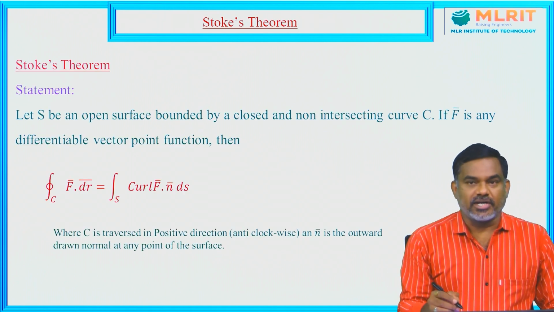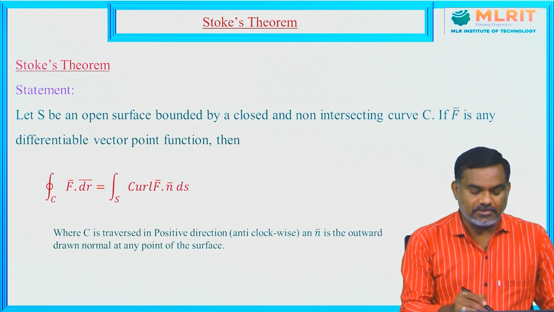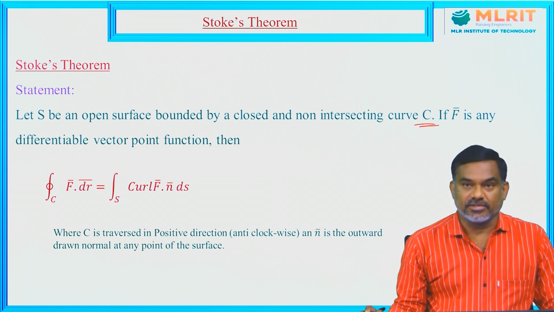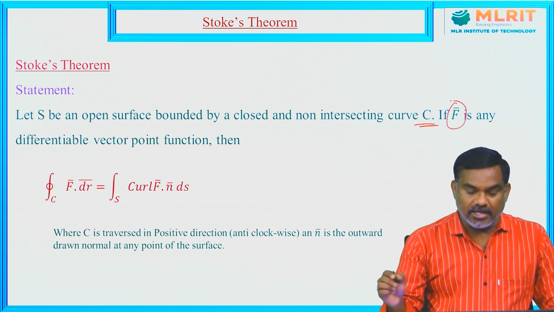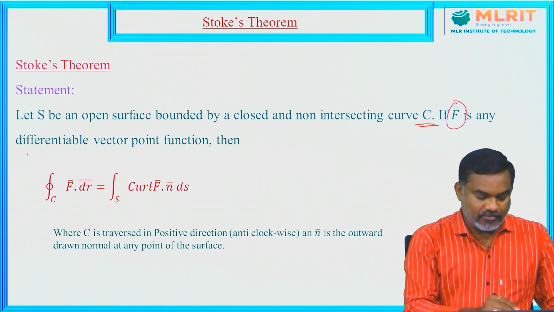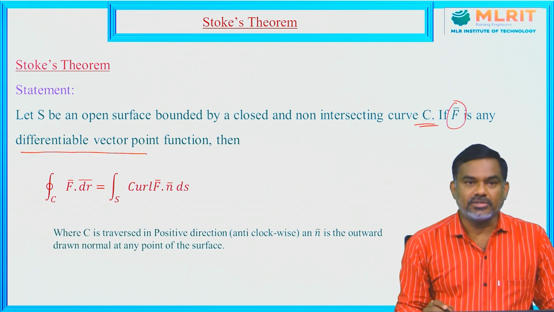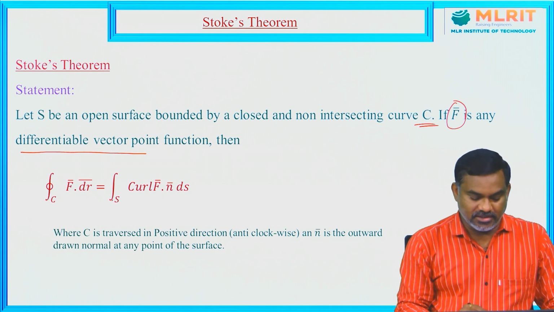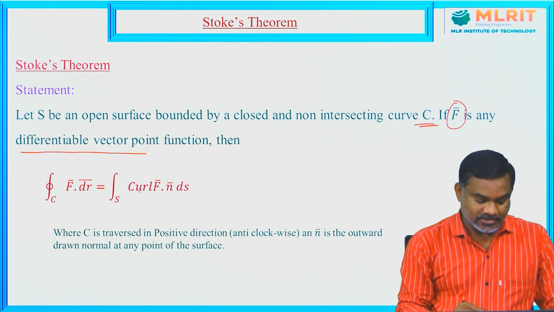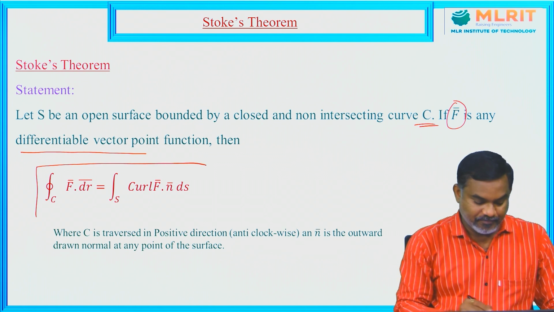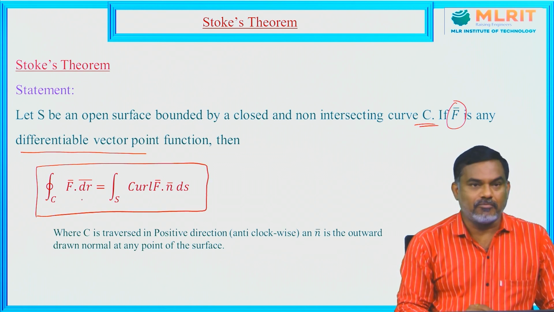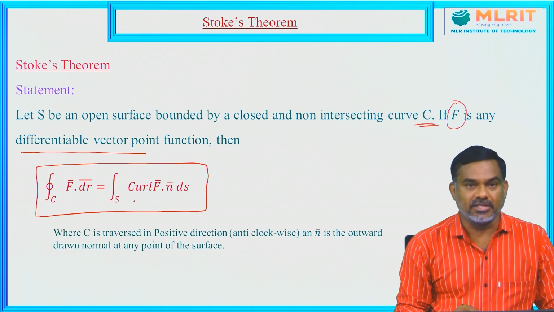Now coming to the statement of Stokes' Theorem, let S be an open surface bounded by a closed and non-intersecting curve C, and f bar is any differentiable vector point function. Then Stokes' theorem states that the line integral of f bar dot dr bar is equal to the surface integral of curl f bar dot n bar ds. So once again I repeat, by Stokes' theorem, the line integral of f bar dot dr bar is equal to the surface integral of curl f bar dot n bar ds.